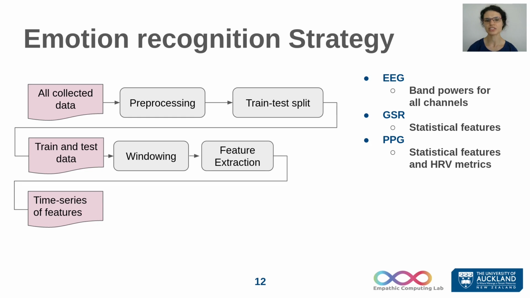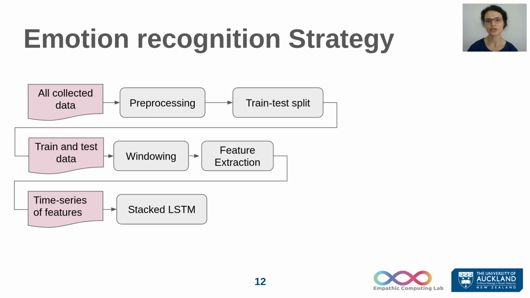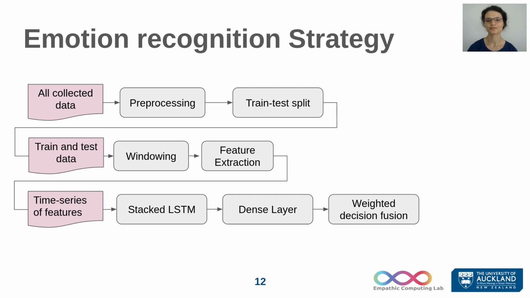We extracted EEG band power, some statistics of GSR signal, and heart rate variability features and PPG statistics to make the feature vectors. The time series of features have been fed into a stacked LSTM to extract temporal features. Then we used a dense layer with Adam Optimizer to classify each signal based on arousal valence or emotion labels. Finally, we used a weighted decision fusion method to fuse all these modalities.